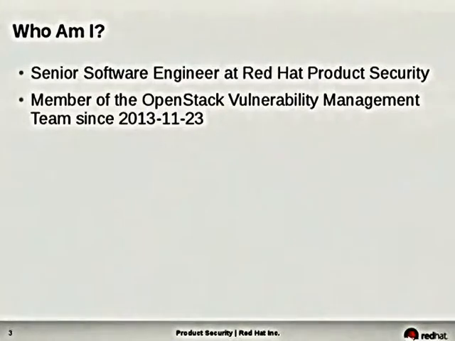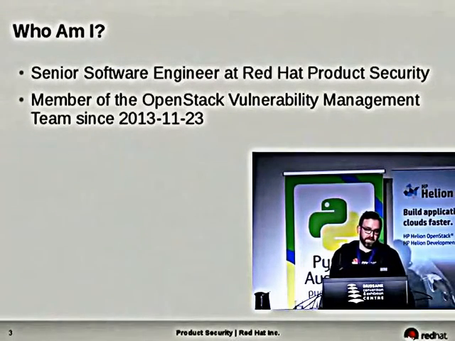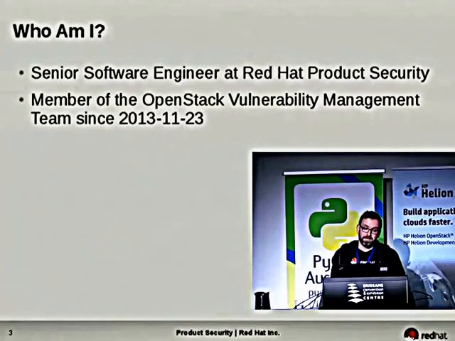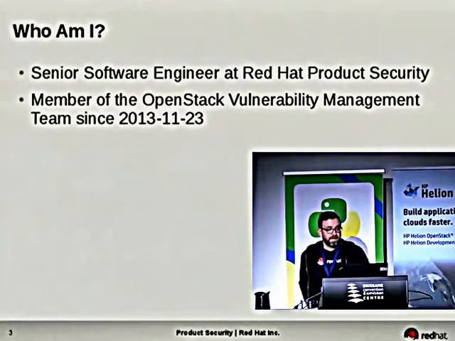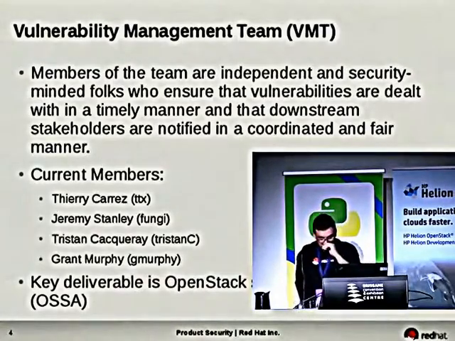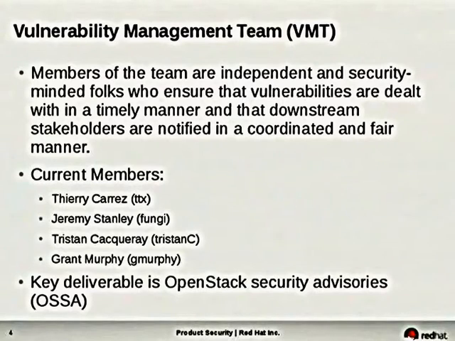As has already been said, I'm a software engineer at Red Hat Product Security. I don't solely work on OpenStack. I work on a range of different things that Red Hat ship, both proactive security initiatives and reactive. And I've actually been fortunate enough to be a member of the OpenStack vulnerability team since late 2013. And I'll explain what that actually means in a moment. So our team is basically held responsible for making sure that security problems get fixed in a responsible manner within OpenStack. Currently there's only 4 of us.